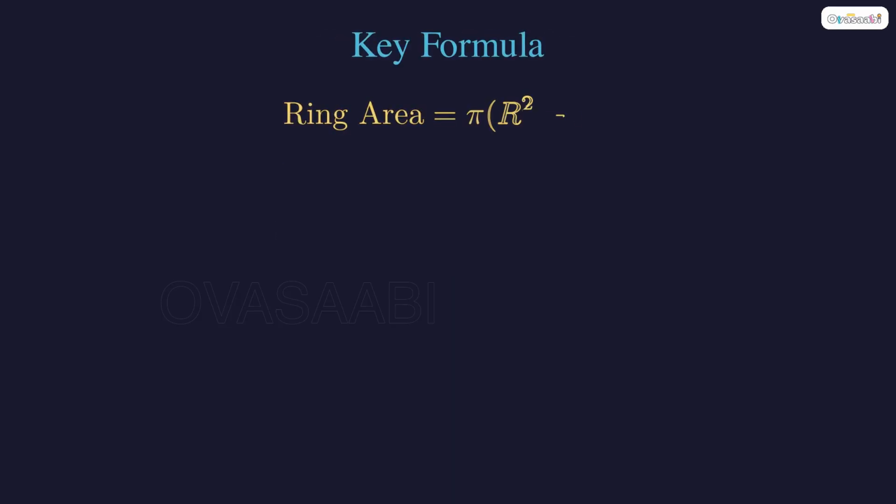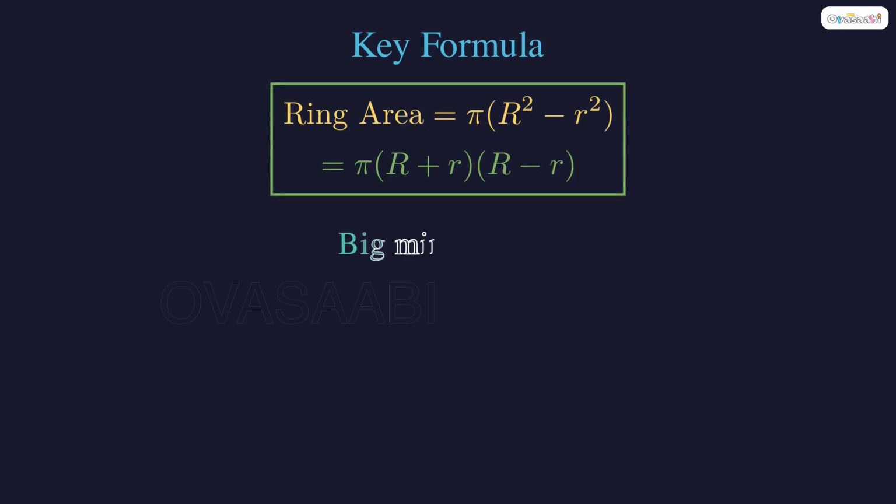Remember, ring area equals big circle minus small circle. Use the factored form to make calculations easier in exams.